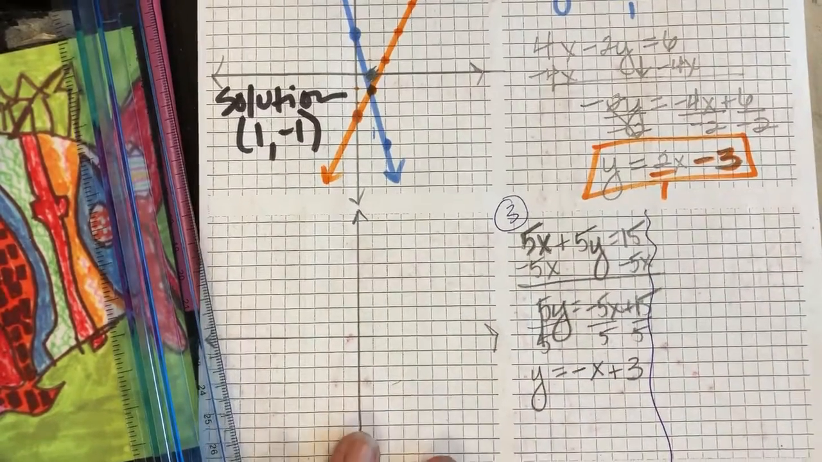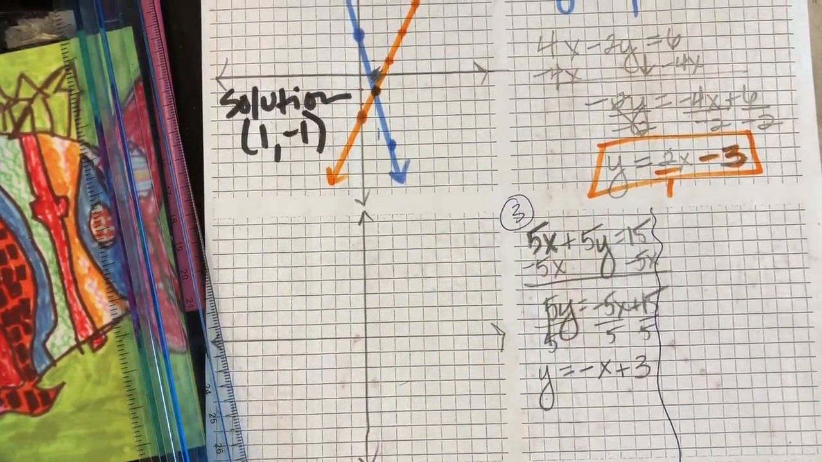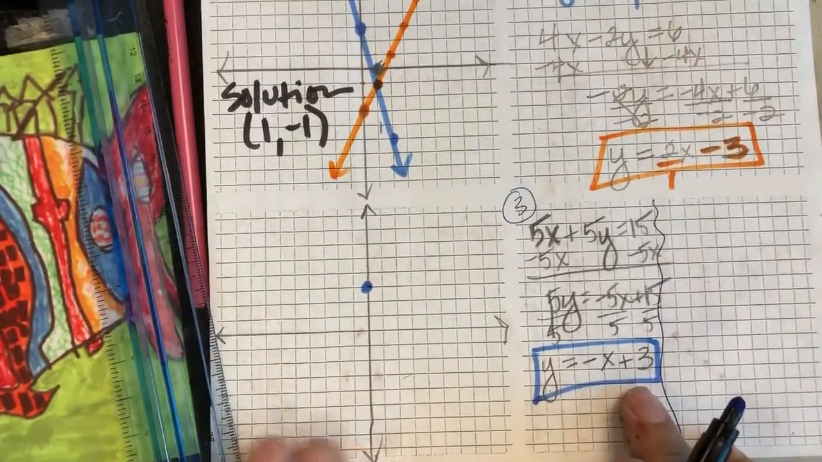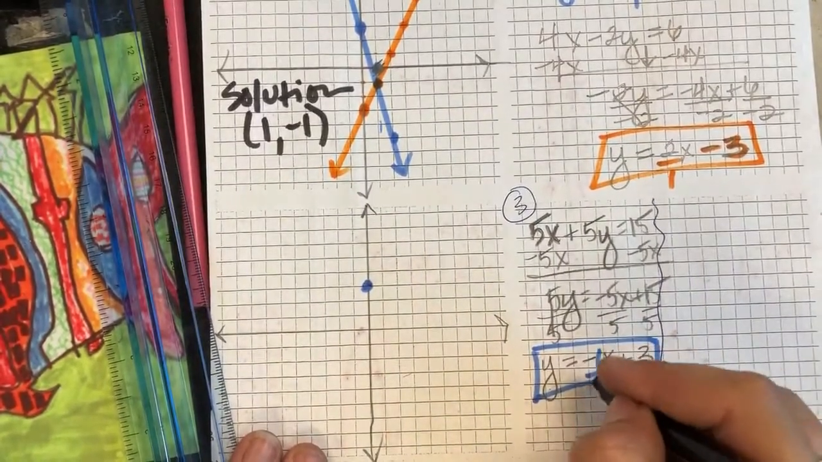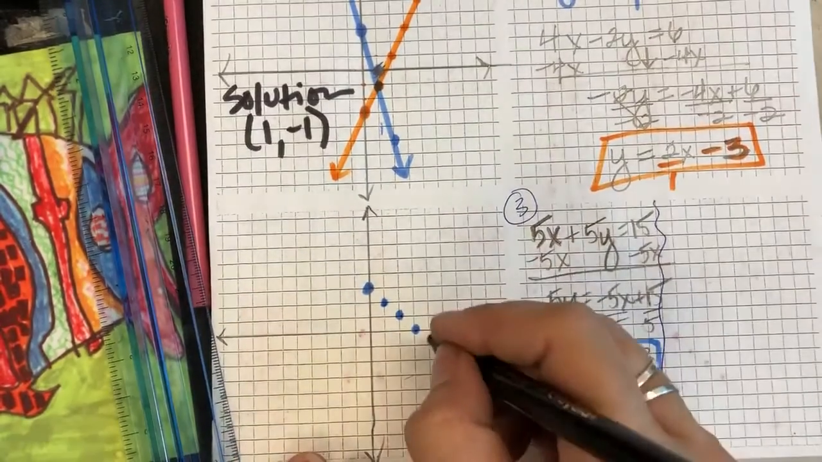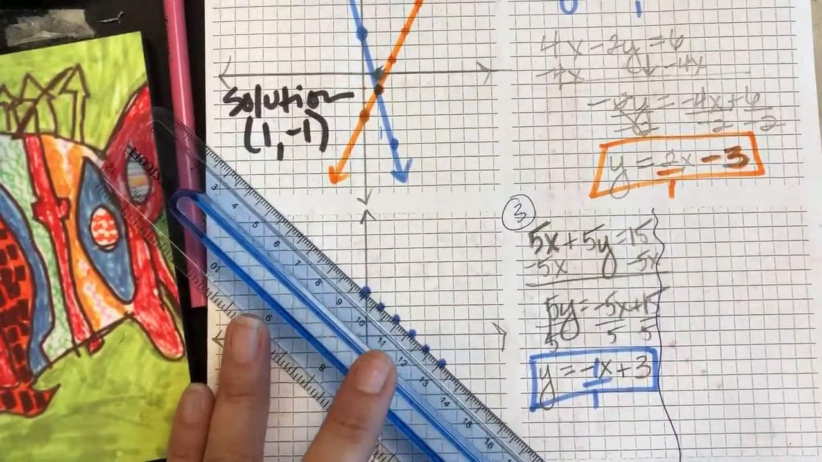Y equals negative x plus 3. See how much simpler that equation was? It had all the 5's in it. All the 5's went away. Let me go graph that one. I'm going to put a point at positive 3. My slope is negative 1 over 1. Down 1, right 1. I'll go a little further. Maybe I'll need to extend this, but right now I'm going to grab that one.